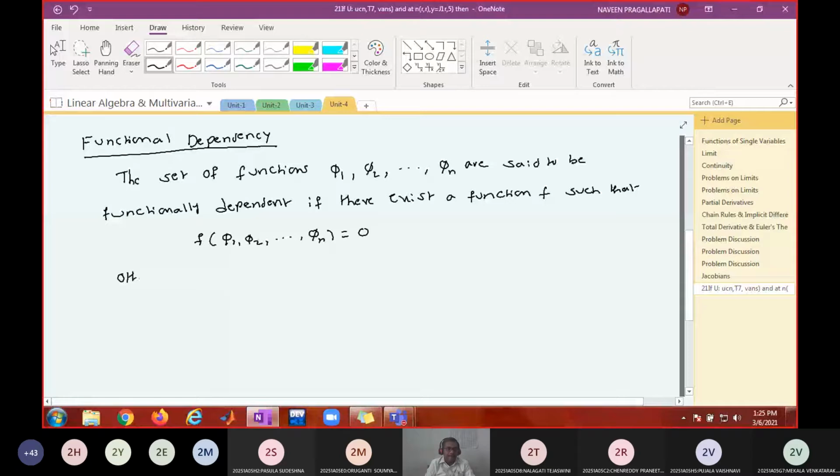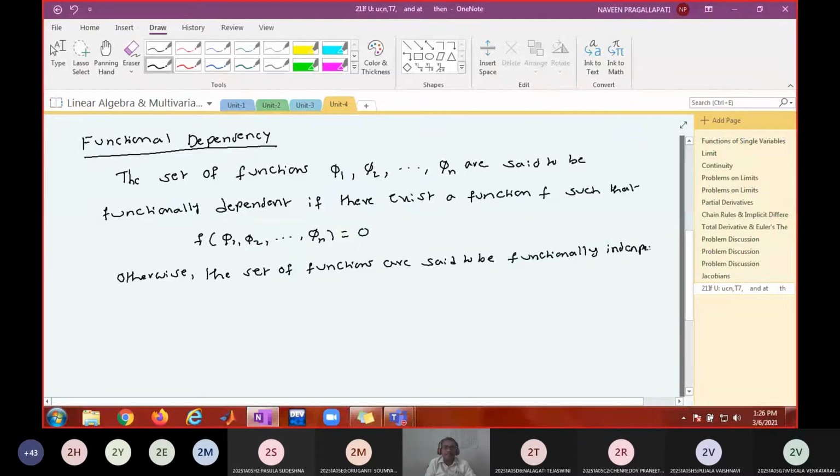Otherwise, the set of functions are said to be functionally independent.